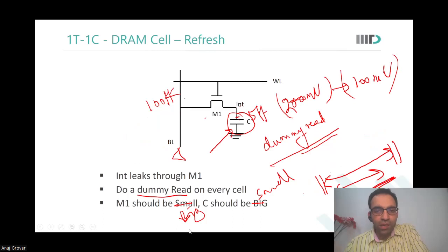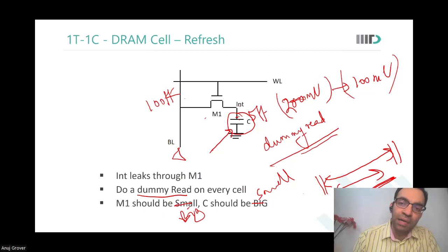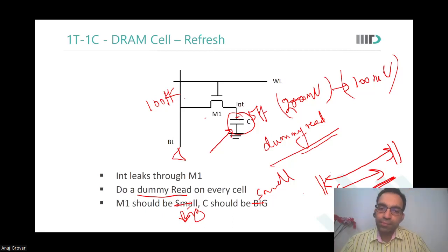Is the refresh operation clear now? If you take the word line to a level which is higher than VDD, I can compensate for the VT drop that could happen because of the pass gate. Therefore, DRAMs would have some charge pump that would raise the level of the word line to a value higher than the regular word line. Any questions?